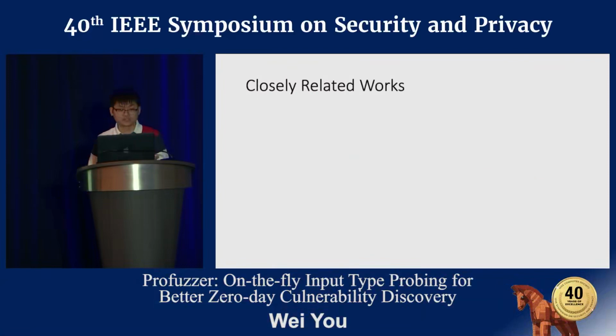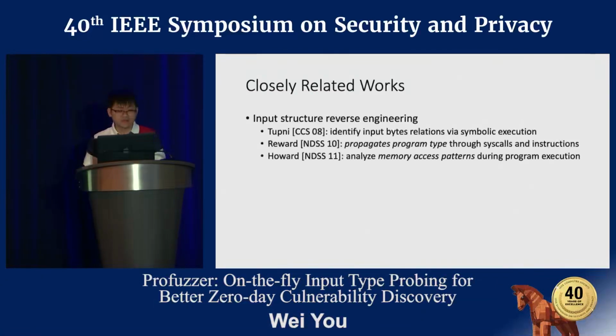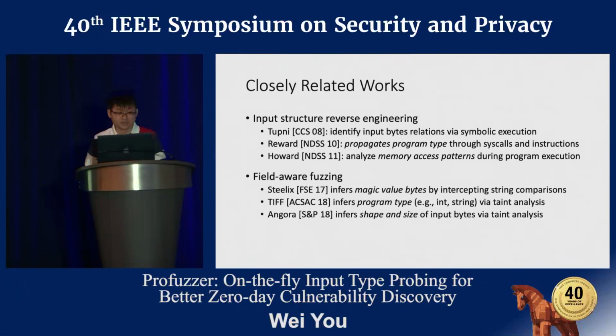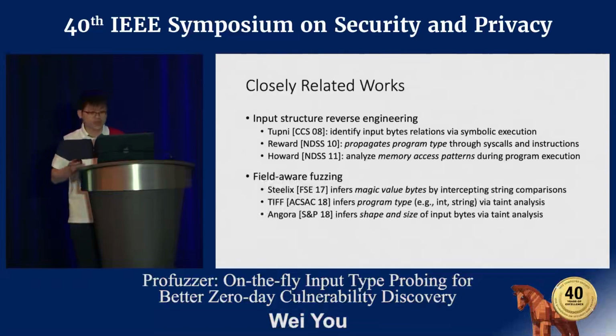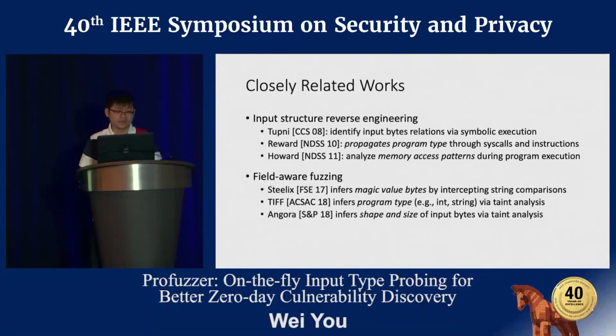Finally, we discussed the differences between ProFuzzer and closely related works. Some early studies reverse engineer the input structure in an offline fashion by using symbolic execution, type propagation, or memory access pattern analysis. And recently, research on field-aware fuzzing is emerging. They intercept string comparisons or perform taint analysis to infer magic value bytes, the program type, and the shape and size of the input types.